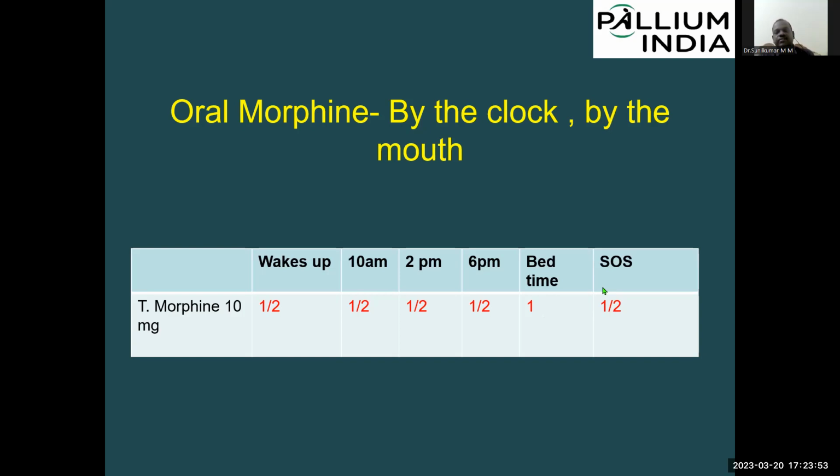But in addition to this, you can also use or ask the patient to take SOS dose. SOS would be the same as the regular dose. So regular dose is 5 milligram. So SOS dose would be 5 milligram. Suppose a patient is taking 50 milligram of morphine 4 hourly, then SOS dose would be 50. Okay.